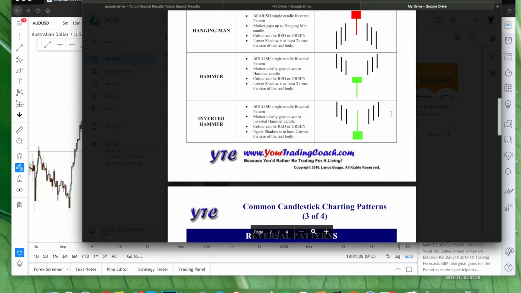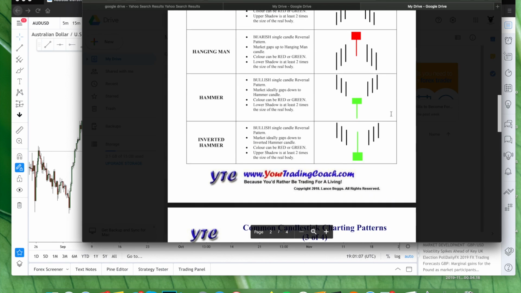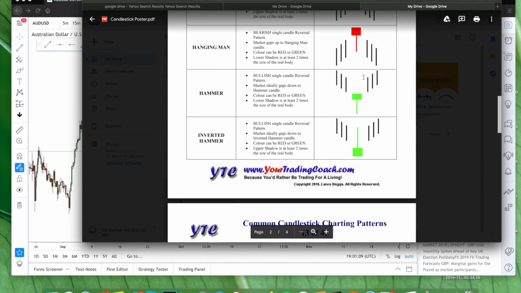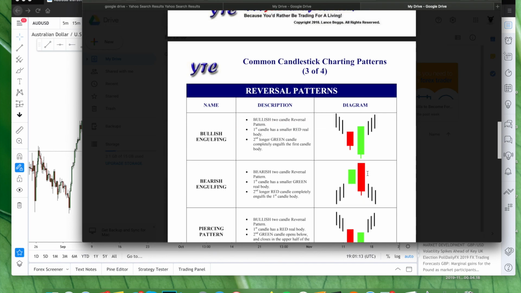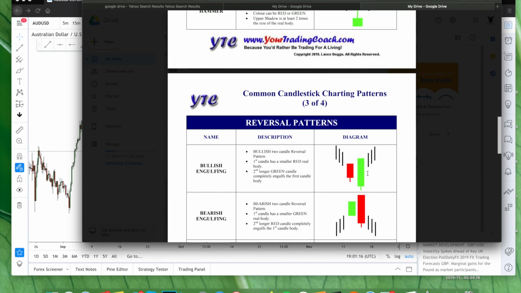So, let's go around here. You have hanging man, hammer, inverted hammer, bullish engulfing, bearish engulfing. Most important ones: bullish engulfing, bearish engulfing.